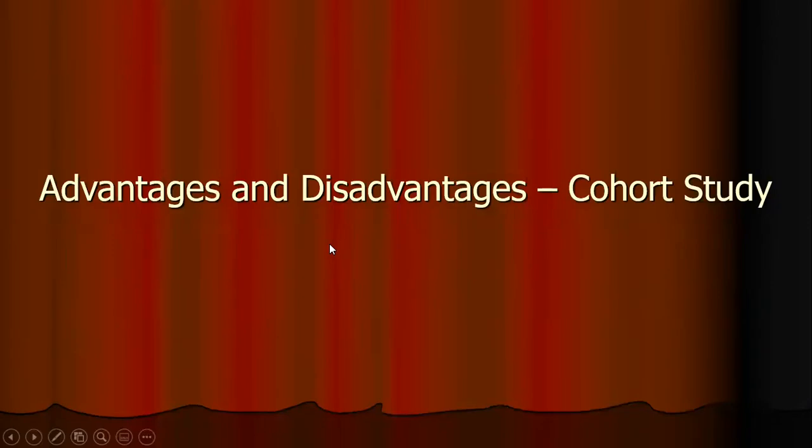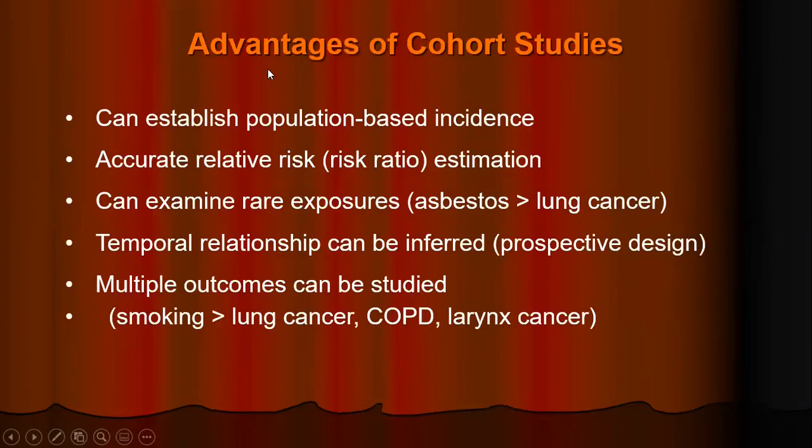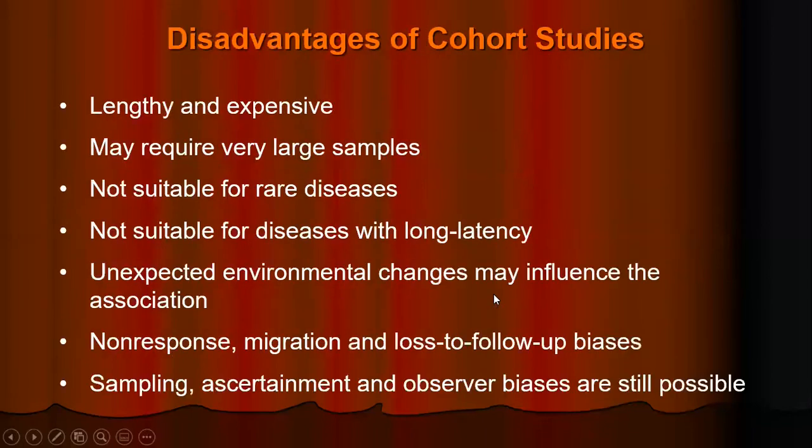What are the advantages and disadvantages of cohort study? These are the advantages of cohort study. It can establish population-based incidence and accurate relative risk estimation can be done. It can examine rare exposure, for example, asbestos causing lung cancer, and temporal relationships can be inferred from cohort study because it is a prospective study design usually, and multiple outcomes can be studied.